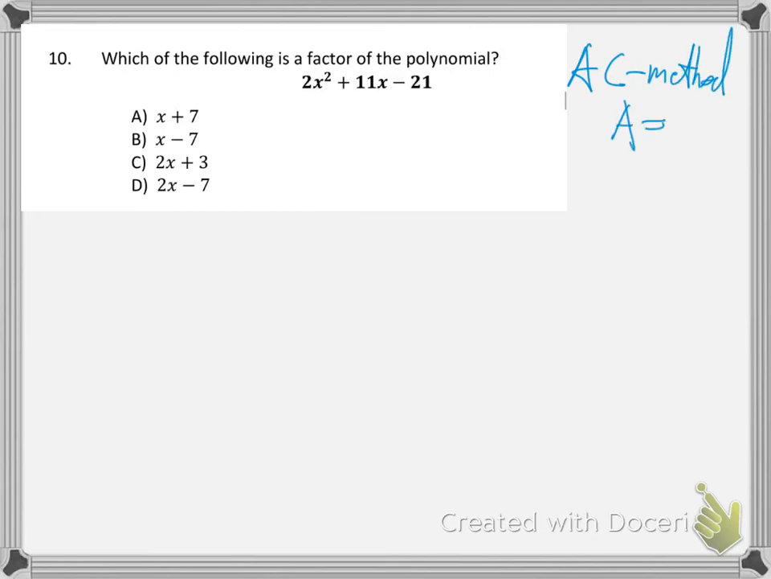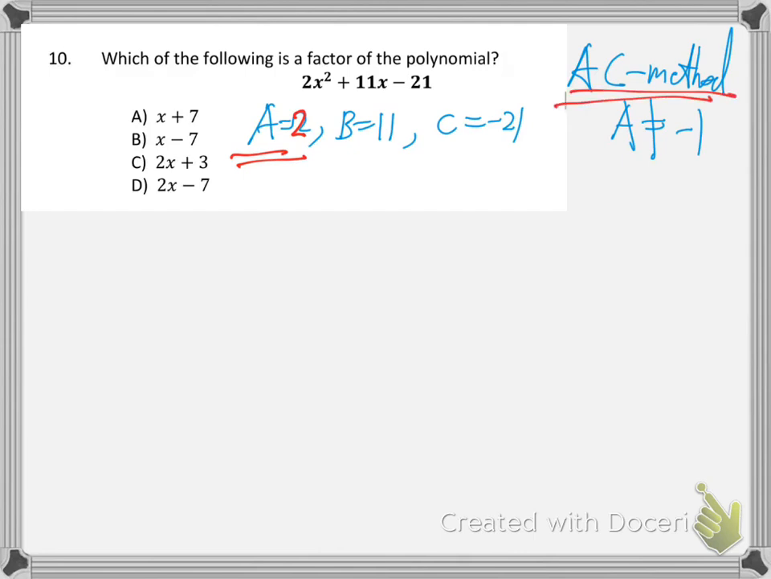For a is not equal to 1. If a is 1, use S and T, trial and error method. For this example, what is a? A is 2, B is 11, C is negative 21. You see here a is not 1, a is 2. So we cannot use S and T, trial and error method. We have to have a new method, which is called AC method, AC factoring method.